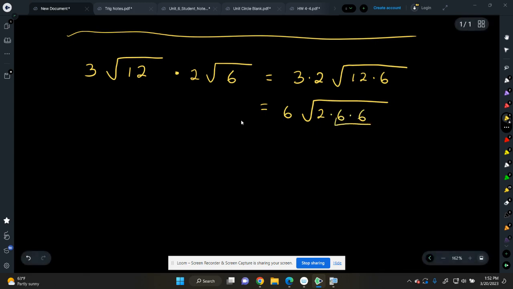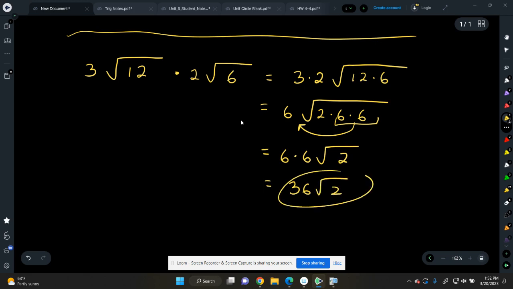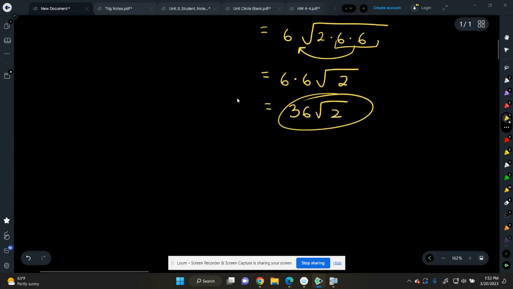Now I have a pair. That pair can come off. So that pair is outside. So we've got 6 already there times 6 that came off the train. And we've got a 2 left on the train. So this equals 36 square root of 2. Boom, we're done. It's going to get a little harder. So here's a little harder one.